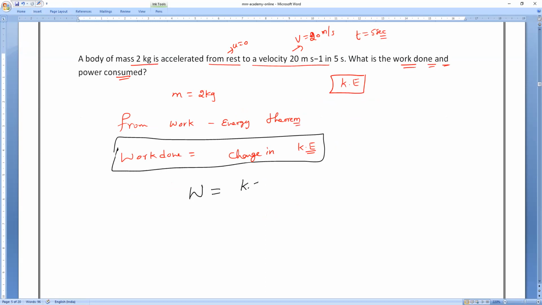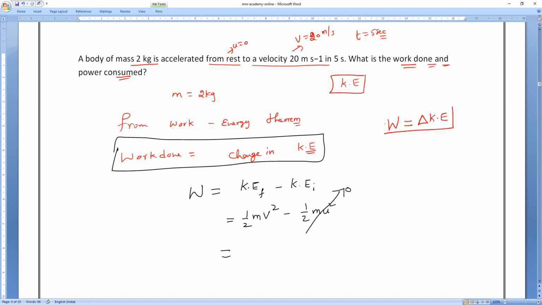Change in kinetic energy means what? Final kinetic energy minus initial kinetic energy. So final kinetic energy, what is the formula? Half m v square minus half m u square. Now, as the initial velocity is 0, this whole term will become 0. Am I right, everybody? Yes, sir. Please remember, one girl, Kishore, responded. Very good, Kishore.